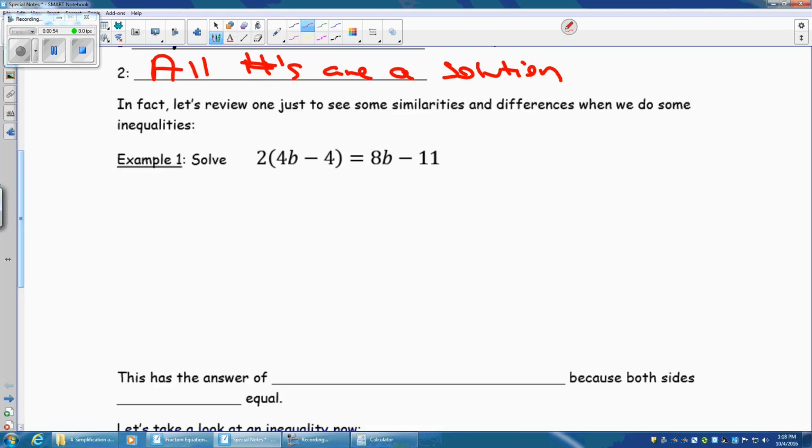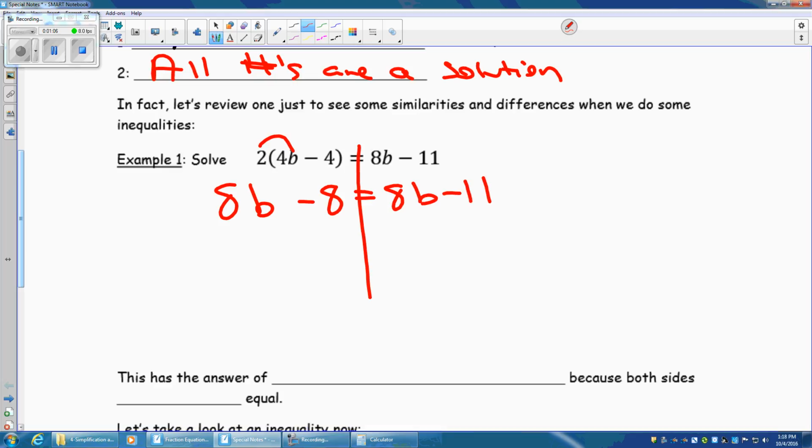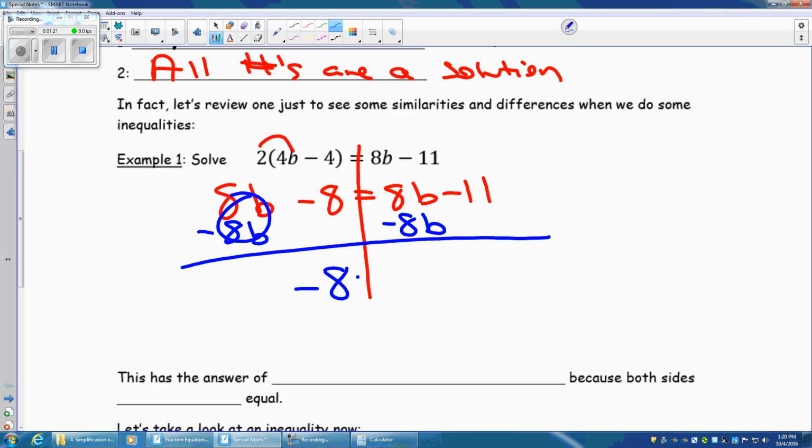So here's an equation, and it's going to have a special answer. When I distribute on the left side, I end up getting 8b minus 8 is equal to 8b minus 11. Now that we've done that, remember our most important step is get all variables to one side. So let's take away 8b's from both sides. And when I do that, I end up getting negative 8 is negative 11. This has the answer of there is no solution.